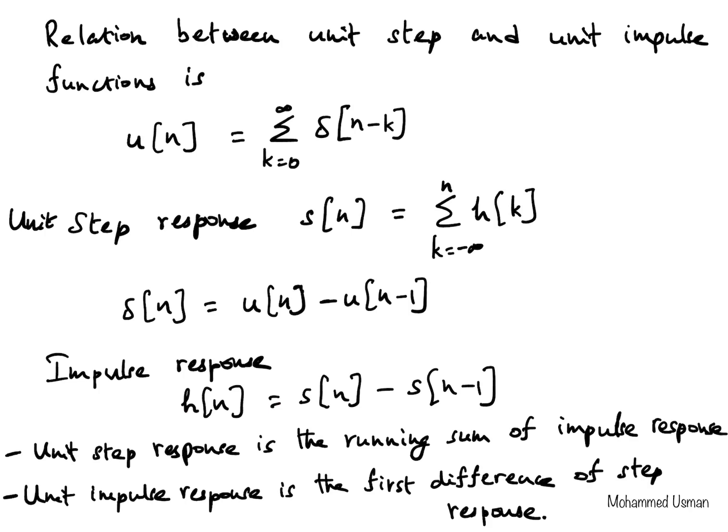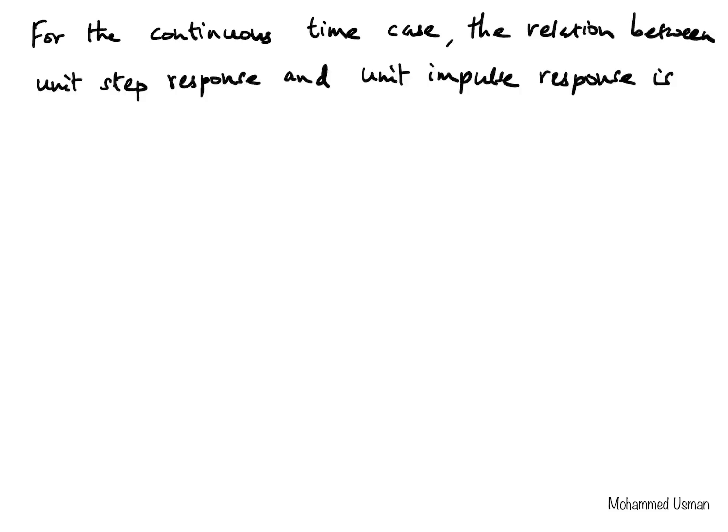So let's work that out. For the continuous time case, the relationship between the step response and the impulse response is: the step response s of t is the integral of the impulse response h of tau, d tau, for tau going from minus infinity up to the time t.